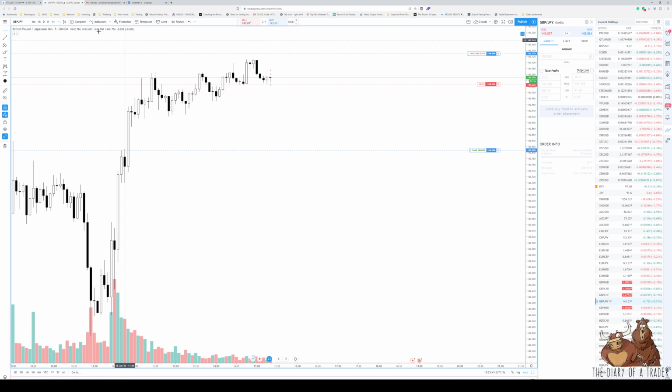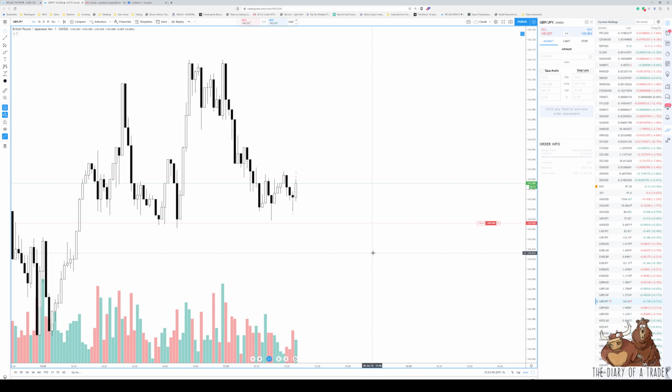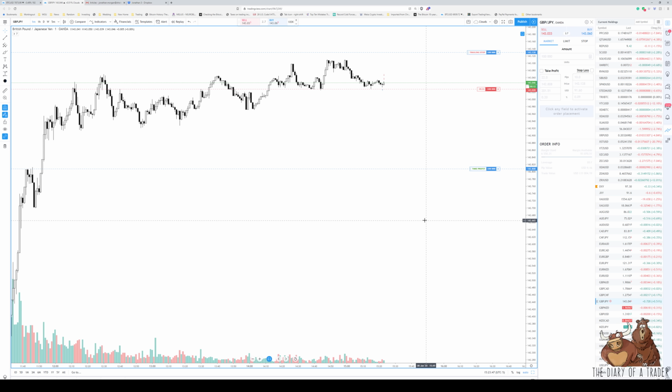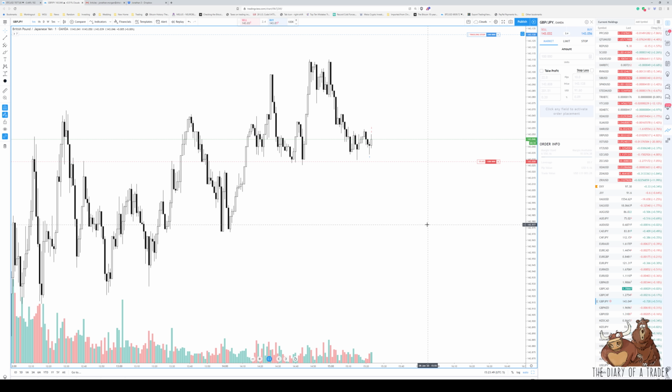It does it automatically. Let's go over to like a 1-minute chart. I don't think we'll get to see this trade lower, but if it does while we're looking at it, we'll be able to see it do that.